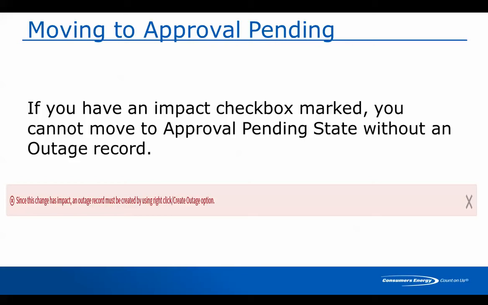We did put some logic into the change workflow so that, let's say you had marked one of those impact checkboxes, either the technical or the actual business impact, it's going to give you this error message that's shown here in pink if you try to move to approval pending but you don't have an outage record created, just to make sure we have that business impact notification going out to our customers.